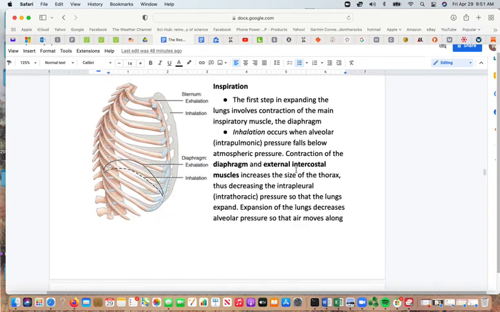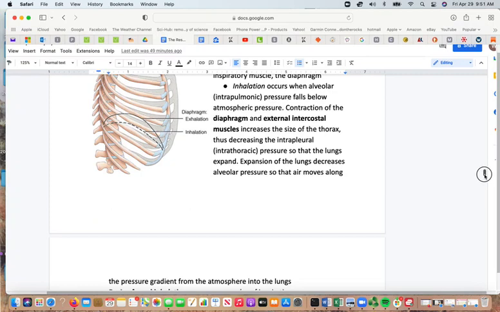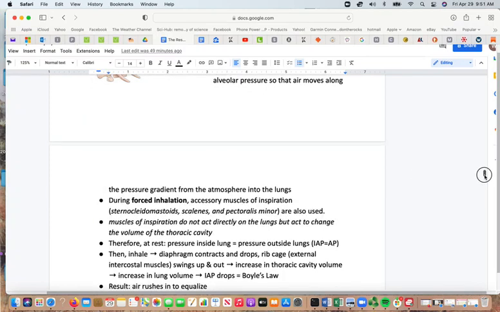When we look at inspiration, the first step is to expand the lungs, and it involves contraction of the main inspiratory muscle, the diaphragm. Inhalation occurs when the intrapulmonic pressure falls below the atmospheric pressure. This is the result of contracting the diaphragm and the external intercostal muscles. It increases the size of the thorax, decreasing intrapleural pressure so that the lungs expand. That decreases the alveolar pressure so that the lungs fill, because air moves along the pressure gradient from the atmosphere to the lungs.